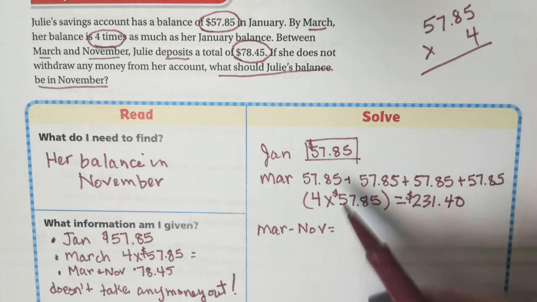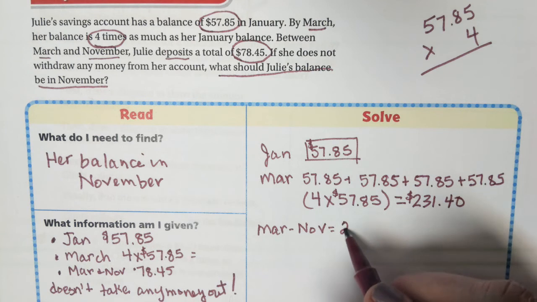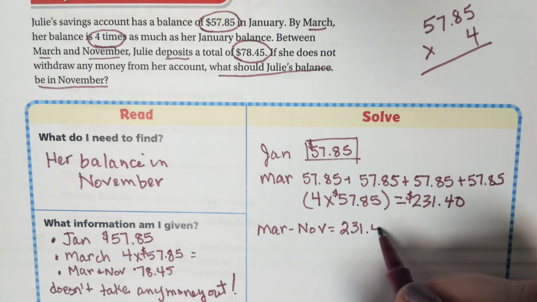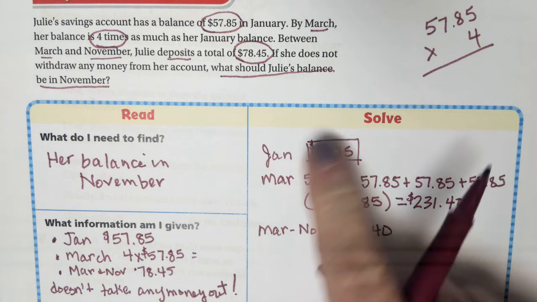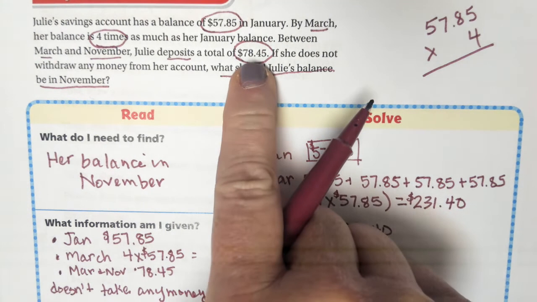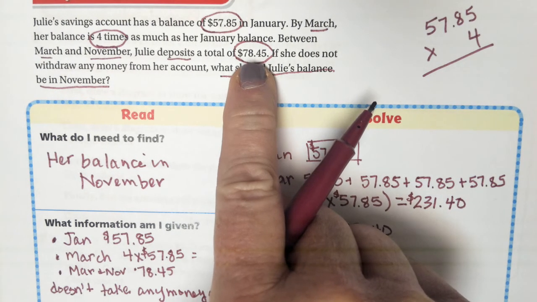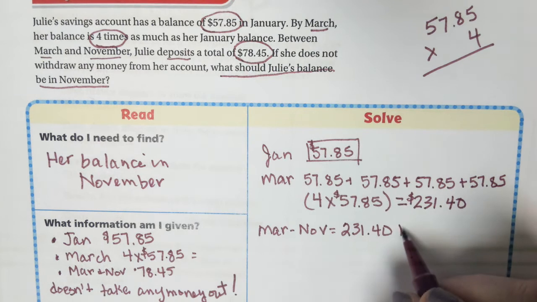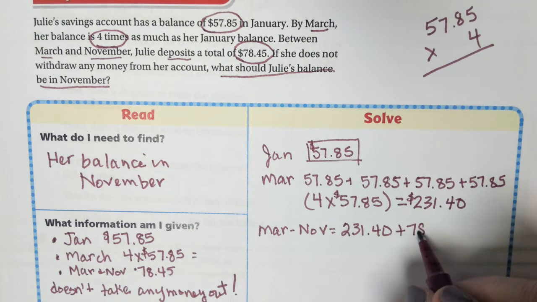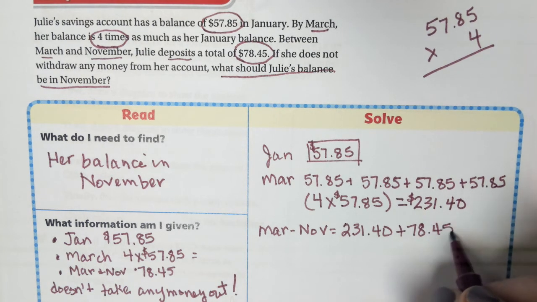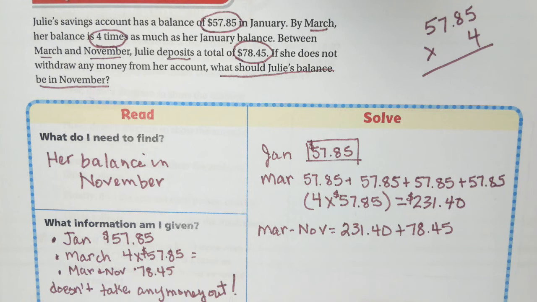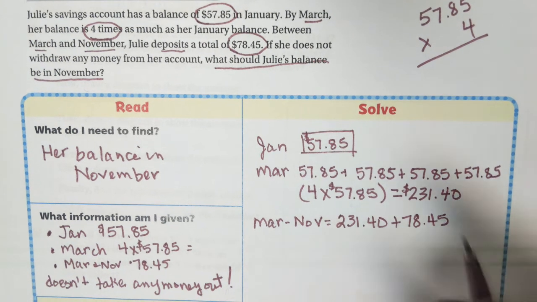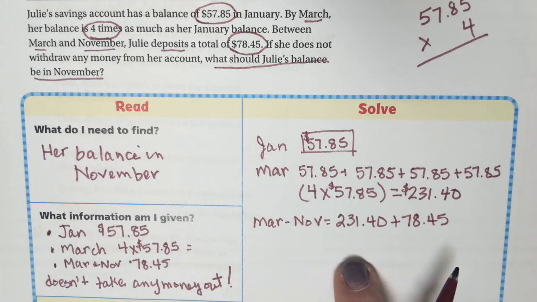Okay, from that amount, I'm going to write it right down here under the March-November balance, $231.40. But remember, I still have to put in her deposits. How much was her deposits? $78.45. Okay, so if you'll go ahead and add those two together, we're going to end up with our final total.